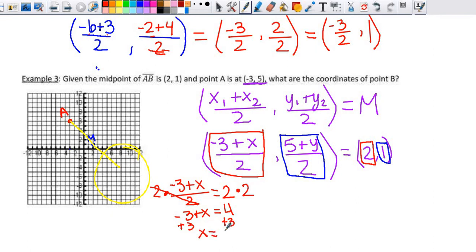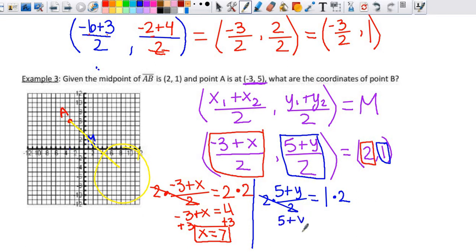And x is going to be 7. So that is the x value of our point B. Now, let's do the y. So 5 plus y over 2 equals 1. Again, let's multiply by 2. What we do to one side, we do to the other. 5 plus y equals 2. I subtract 5 on both sides. Y equals negative 3. That means the y value of our point B is negative 3.